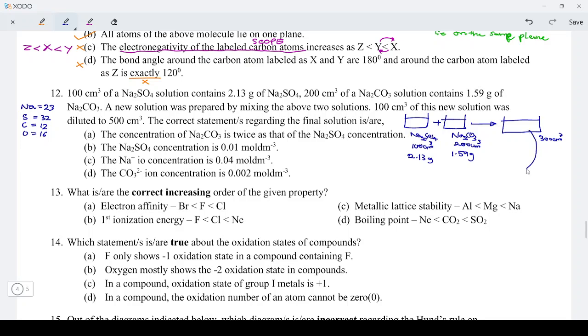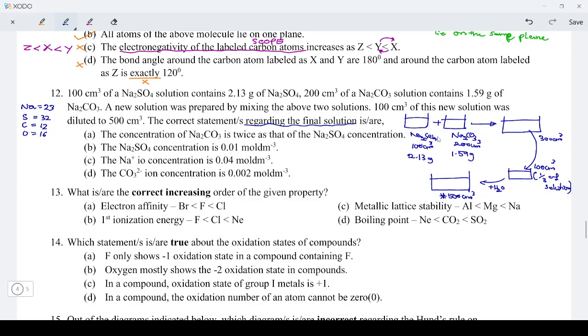Okay, now you are separating 100 cubic centimeters of this, and that means you are actually taking 1/3 of the solution. So a separation here, and then you add water until it reaches 500 cubic centimeters of solution. Now this is dilution. They are asking for statements regarding the final solution. That means right here, this is what they are interested in.